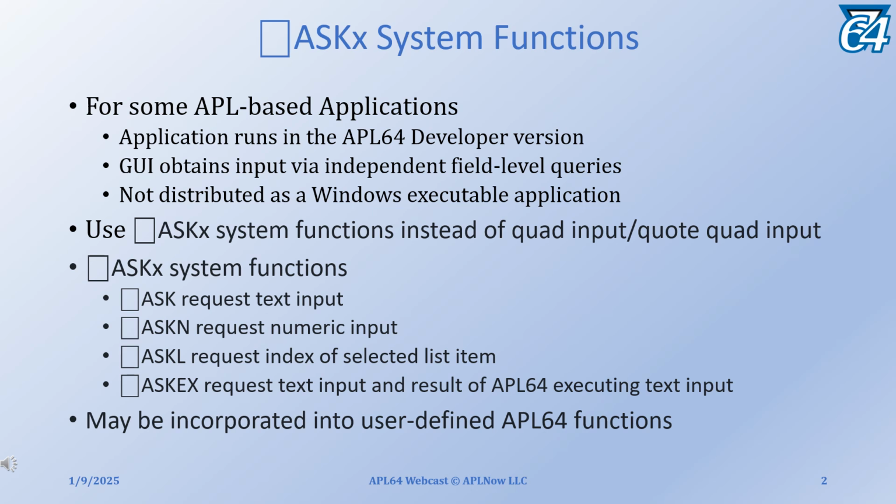The available QuadAsk system functions are: QuadAsk2 requests text input, QuadAskN2 requests numeric input, QuadAskL2 requests the index of a selected list item, and ASKEX2 requests text input, executes the input and returns the interpreter result.